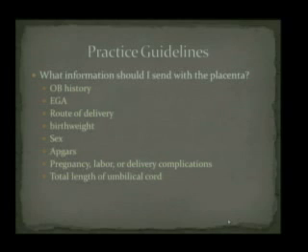What information should you send with the placenta? We always have to fill out the surgical pathology form in Epic, and most of us just write placenta. So you want to include their OB history, their estimated gestational age, or their gestational age at delivery, how they were delivered, their birth weight, their sex, APGARs, any pregnancy or labor complications. So basically why you're sending it. And then the total length of the umbilical cord. We're actually supposed to be measuring this in the delivery room, which we do not do.